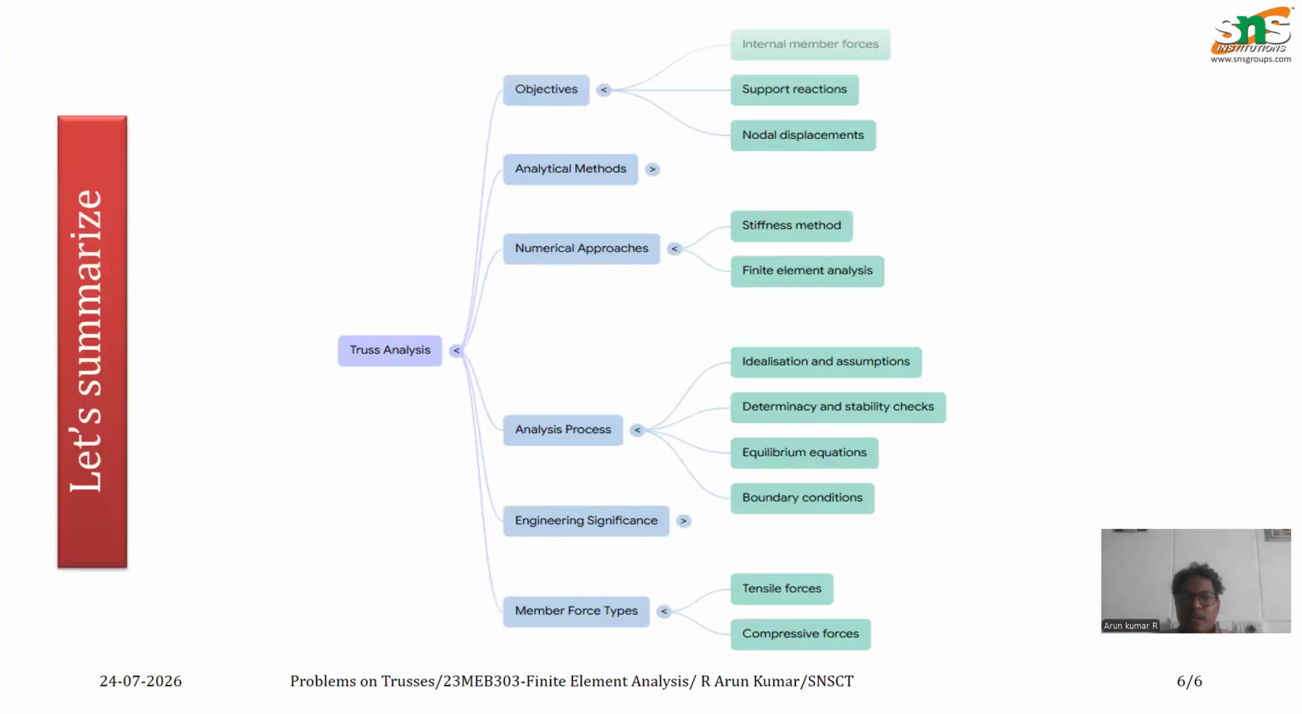Overall, to summarize this truss analysis: the objective, the analytical method, the numerical approach, the analysis process, engineering significance, and member force types. The objectives are the internal member forces, support reactions, and nodal displacements. The numerical approaches are the stiffness method and finite element analysis. The analysis process covers idealization and assumptions, determinacy and stability checking, equilibrium equations, and boundary conditions. And the member force types are tensile force and compressive force.